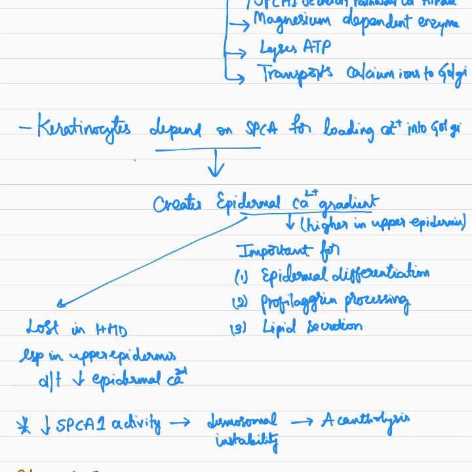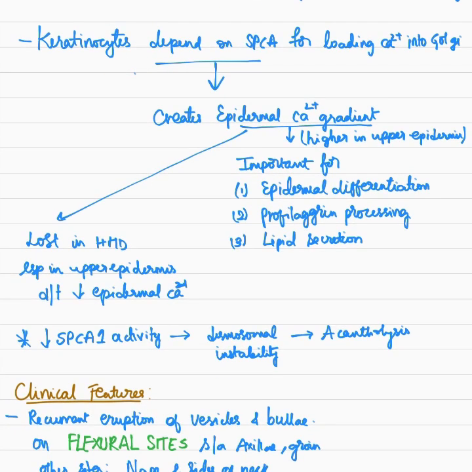Keratinocytes depend on SPCA for loading calcium into the Golgi complex, and because of this loading an epidermal calcium ion gradient is created. This gradient is higher in the upper epidermis than in the lower epidermis, and it is necessary for epidermal differentiation, profilaggrin processing and lipid secretion. Because of mutation in that gene, there is loss of the epidermal calcium gradient, especially in the upper epidermis, due to decreased epidermal Ca2+. As a result of this decreased SPCA1 activity, there is desmosomal instability followed by acantholysis.